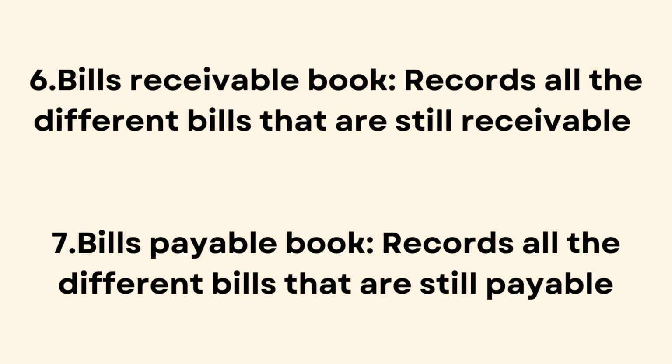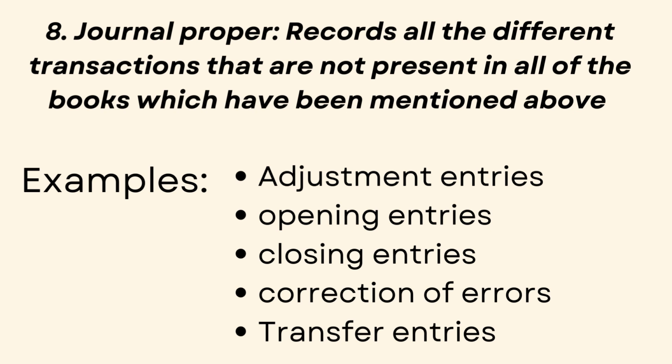All certain transactions are related to bills payable books. It records all different bills that are still payable. And finally we have journal proper. It records all different transactions that are not presented in any of the books which have been mentioned above. Examples of journal proper are adjustment entries, opening entries, closing entries, correction of errors, and transfer entries. All such categories of entries are included in journal proper.